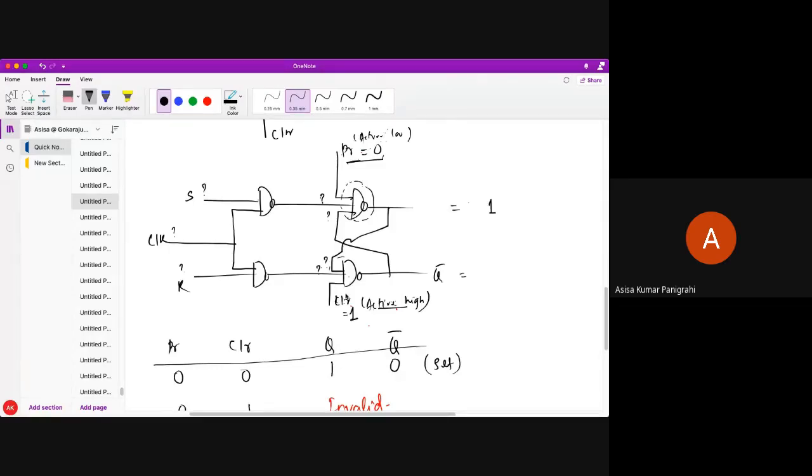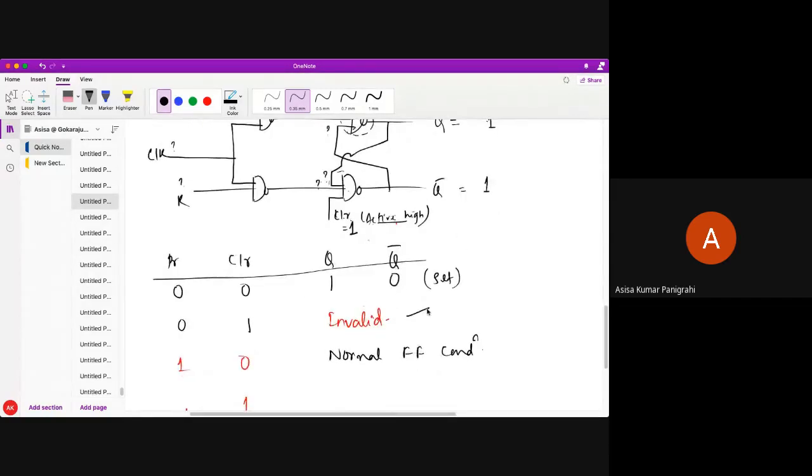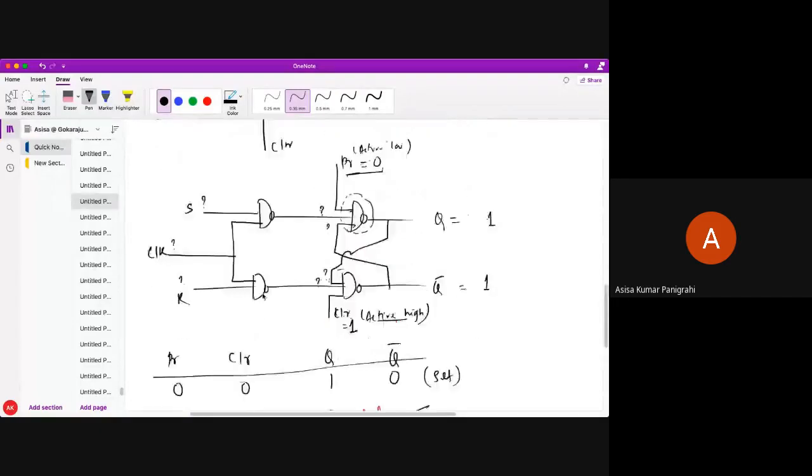Similarly, clear equal to 1 means it's active high. Active high means it will also activate. So we will get here what? Q equal to 1 as well as Q bar equal to 1. So what did we get over here? We got an invalid initial state. Okay. Now preset equal to 1 and clear equal to 0.